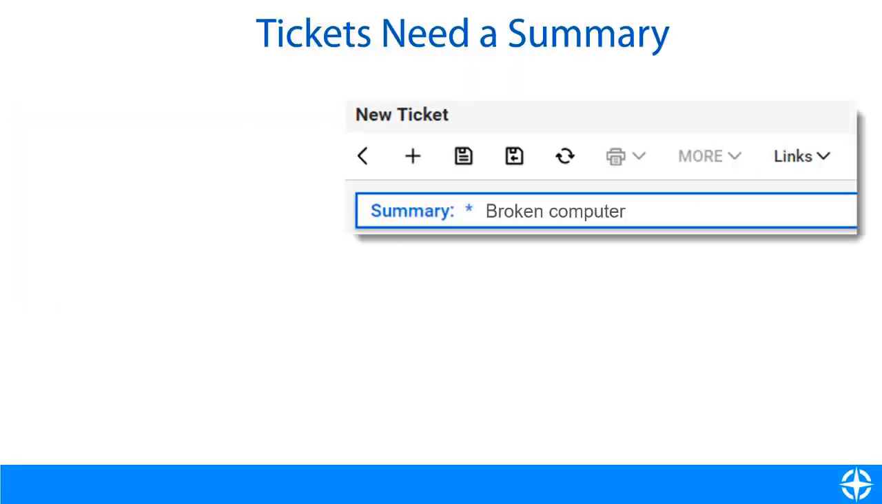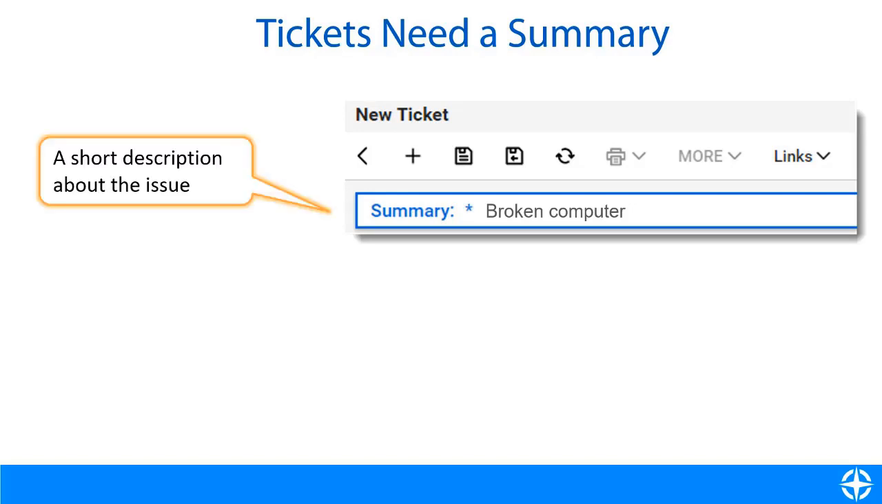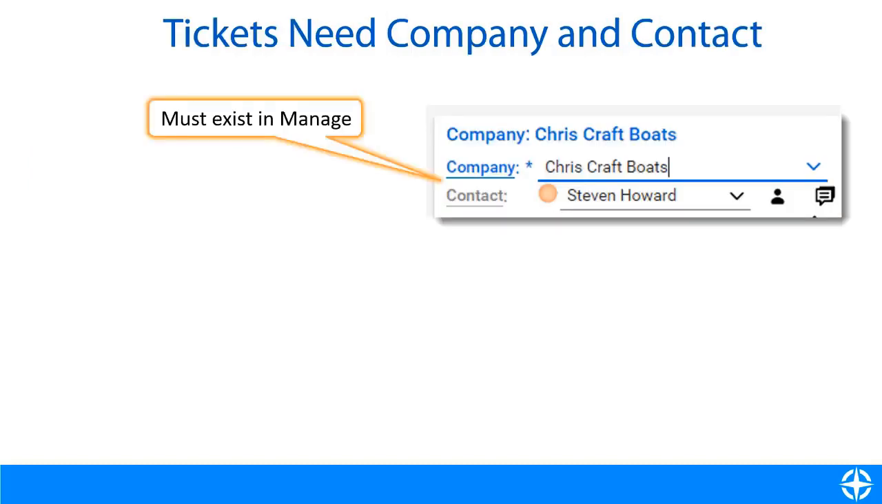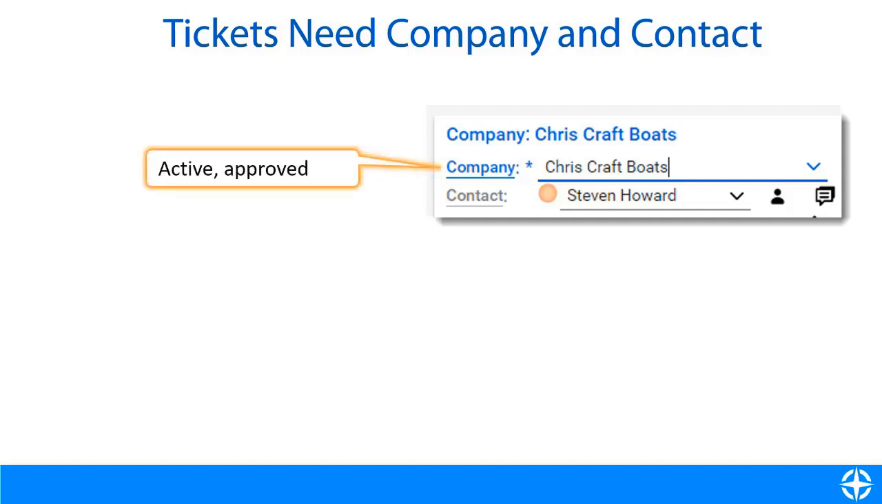In addition to teams, tickets need a summary or short caption about the issue. Broken computer, for example, is not as descriptive as computer won't turn on. Tickets need a company and contact which exists in Manage. The company is the entity that we bill for the services, while the contact is the user we are working with to resolve the issue. Ensure the company status is active and approved.